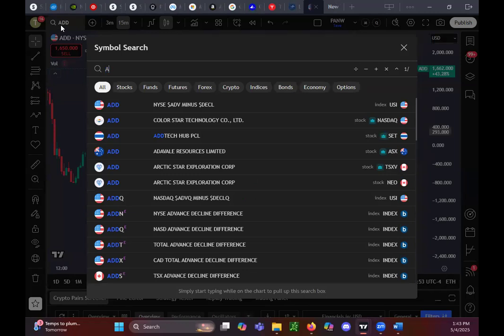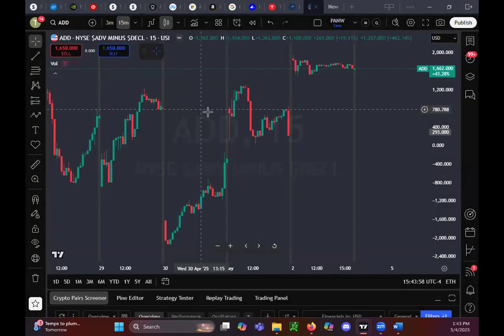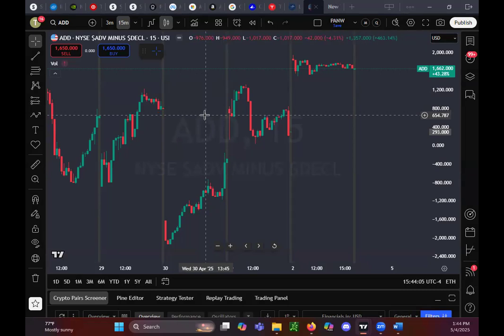If you just pull up ADD in your charts, it'll pull up the chart. So ADD is a lesser known but super useful tool for reading market momentum and making better trading decisions. ADD stands for Advance Decline Difference. It tracks the number of advancing stocks minus declining stocks on an exchange like the New York Stock Exchange over a given period. It's a direct way to measure market breadth and spot whether the broader market is driving a move.